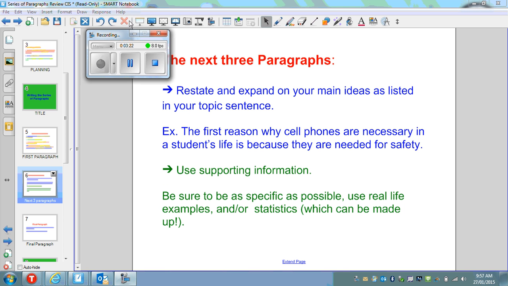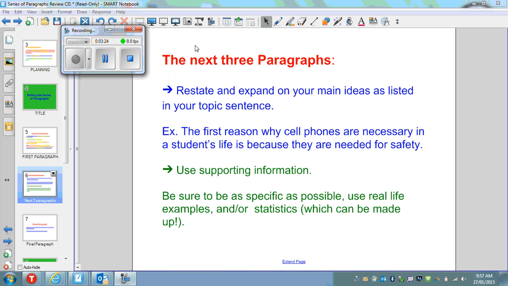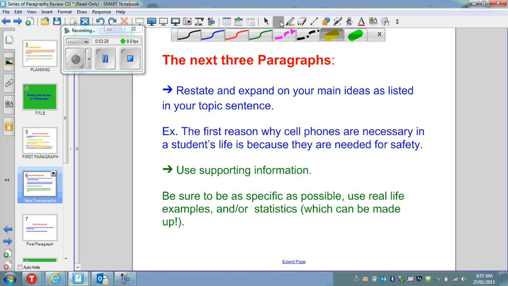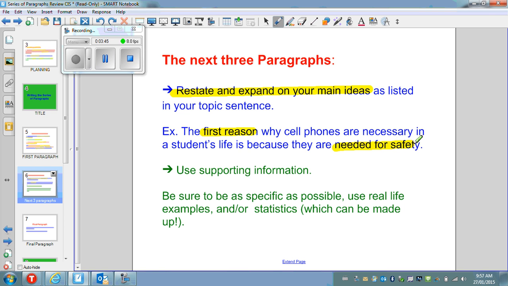So, your body paragraphs. At this point, you're restating your point, a single point, and then you're expanding on the main idea as listed in your topic sentence. For example, back to the cell phone. The first reason why cell phones are necessary in a student's life is because they are needed for safety. That is a great introductory sentence for your first body paragraph.